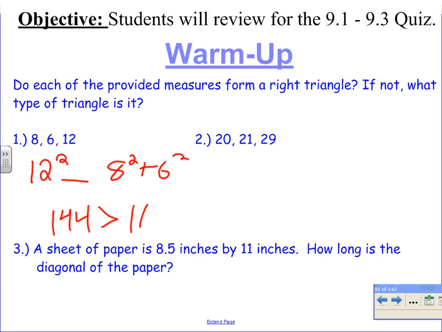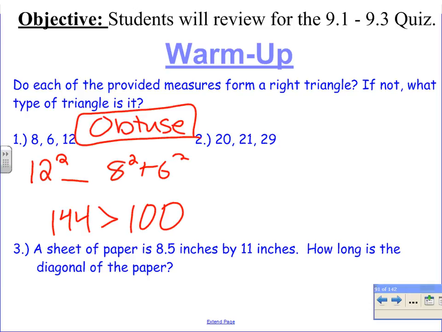Good. Greater than 100. So someone besides Camille, what kind of triangle is that? It's greater than, Amberly. Good. So it's an obtuse triangle. Any questions? Because you'll definitely see that for tomorrow. You okay? Any questions on number 1?